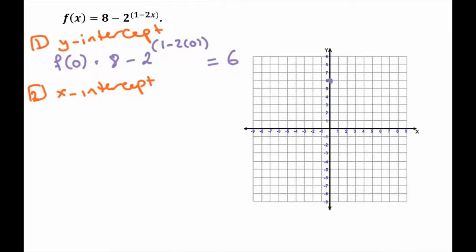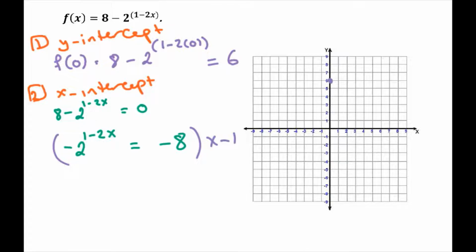Now, step number 2, x-intercept is basically when the equation equals 0. So 8 minus 2 to the power of 1 minus 2x equals 0. Move the 8, negative 8. Now, since I have negative and negative, I can divide by negative 1. That's going to make this 2 to the power of 1 minus 2x equal 8.